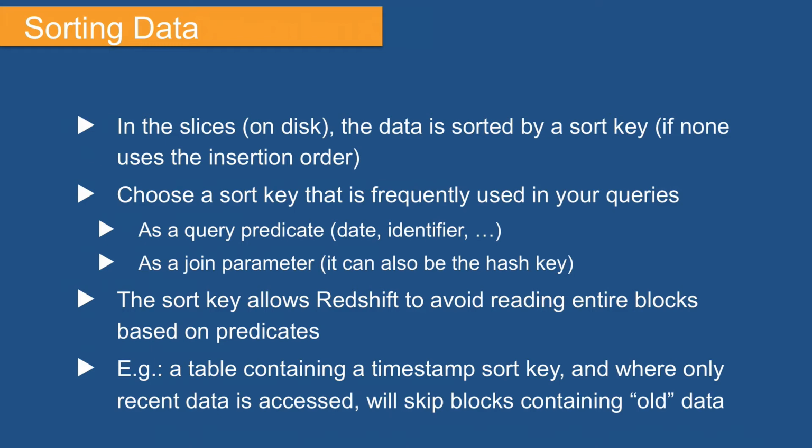So for example, if you've got a table that might contain a timestamp, if you sort on that timestamp and you're querying only recent data, blocks that contain old data will be skipped, so you won't incur the I/O for that, and your query performance will be significantly improved.